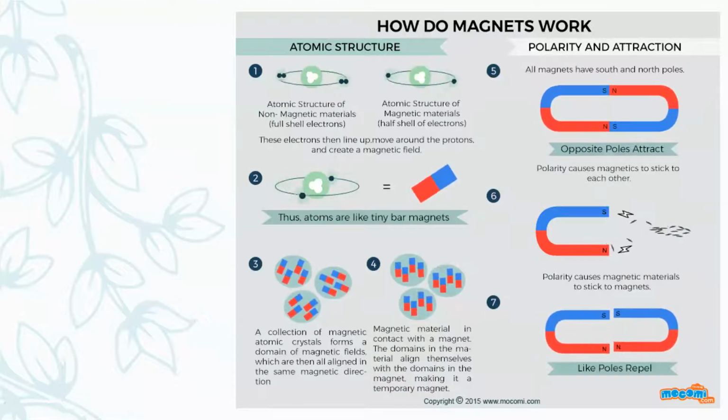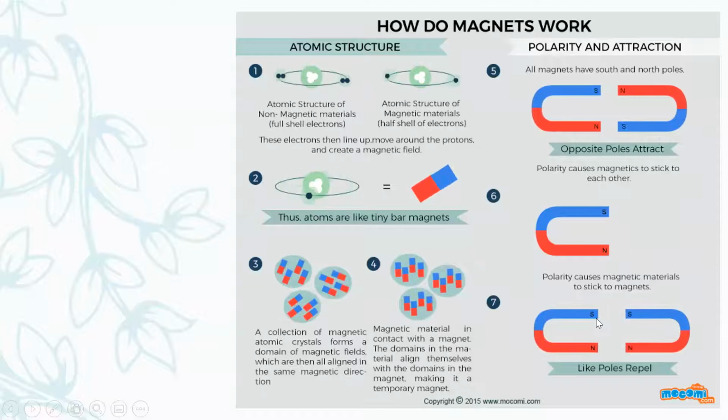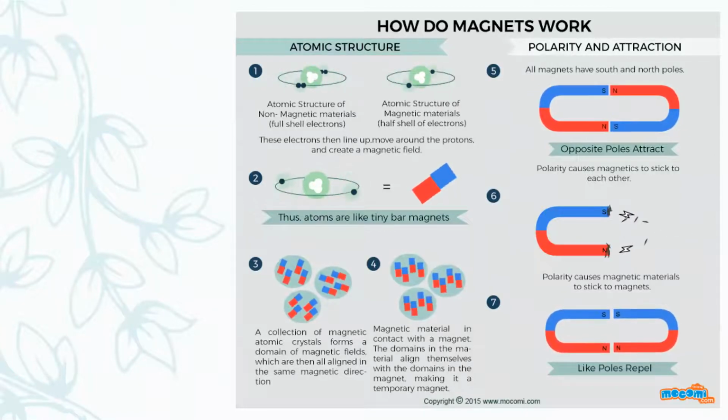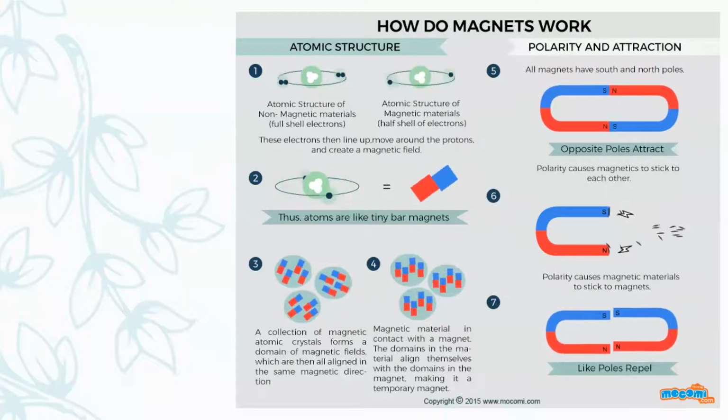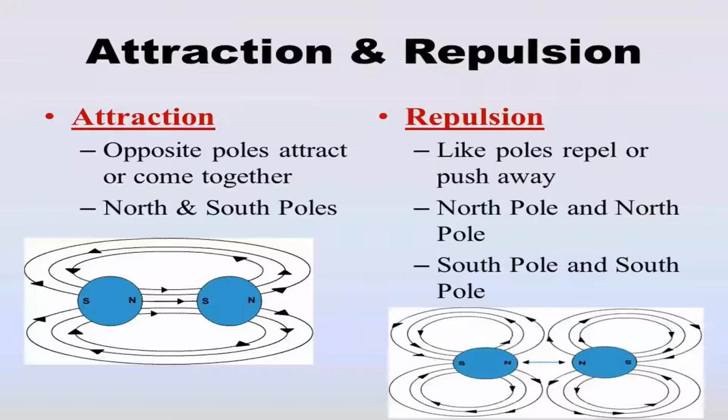Come towards the seventh point, that like poles always repel each other. You can see here that if you bring the south pole closer to the south pole and the north pole to the north pole, then you will observe that a repulsive force is experienced and they try to move away from each other. So unlike poles or opposite poles attract each other and like poles always repel each other.